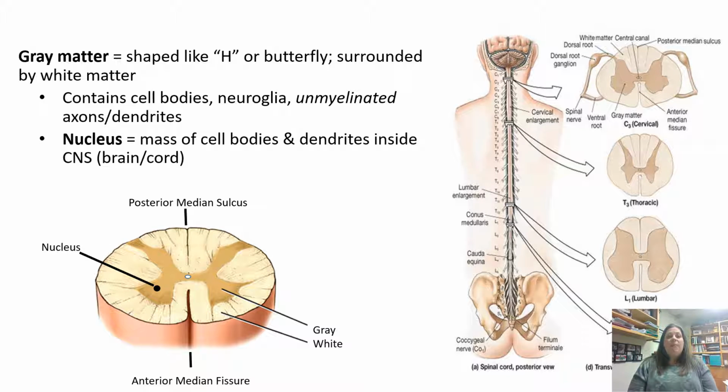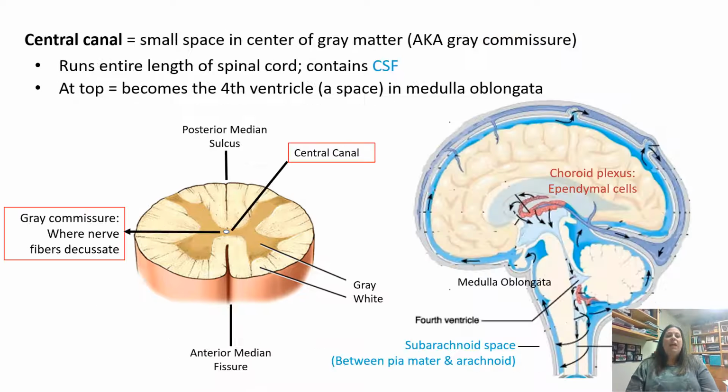There's also going to be masses or collections of cell bodies and dendrites inside of this part of the gray matter, and these are known as the nucleus. Remember, the nucleus is a group of cell bodies in the central nervous system. Now, there's also a central canal, which is a small space in the center of the gray matter. This is also known as the gray commissure. It runs the entire length of the spinal cord, and it does contain cerebral spinal fluid. At the top, it's going to actually merge with the fourth ventricle, which is a space inside the medulla oblongata. And this is where cerebral spinal fluid is going to flow all the way down. Now, when it's known as the gray commissure, guys, commissure means a crossing over, and this is where nerves can actually decussate or cross over from one side to the other side in the spinal cord.